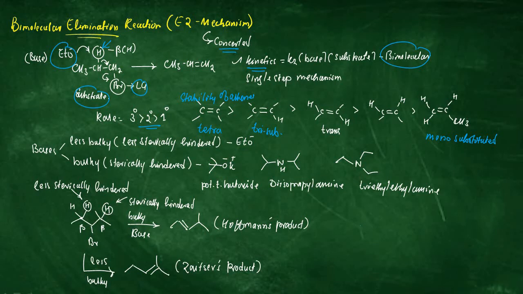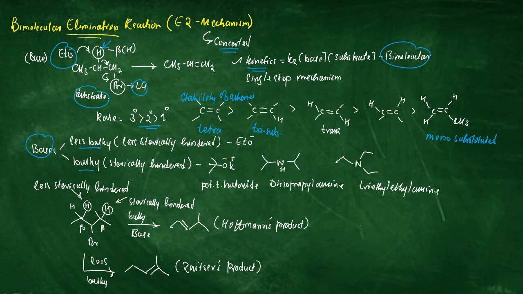As far as the base is concerned, we could have two different types of bases in elimination reaction. Usually in the E2 mechanism, we require a strong base because it is needed for abstraction of the beta proton. So the bases could be of two types. They can be less bulky or more bulky.